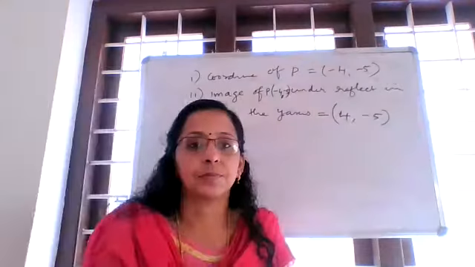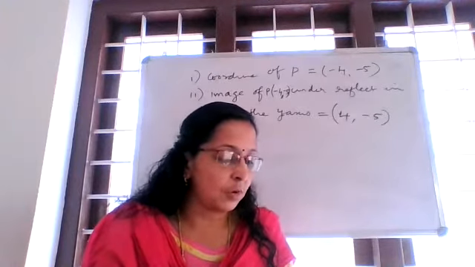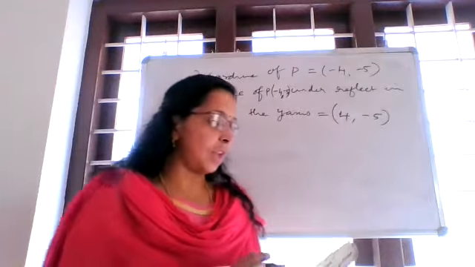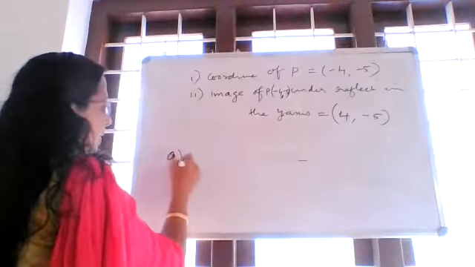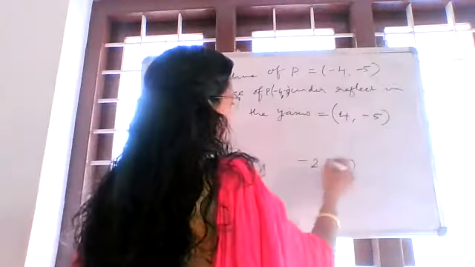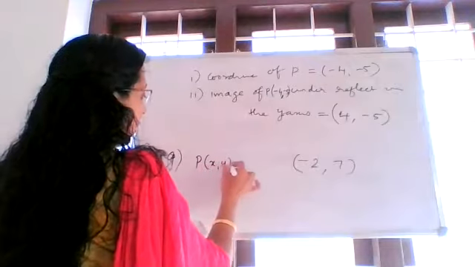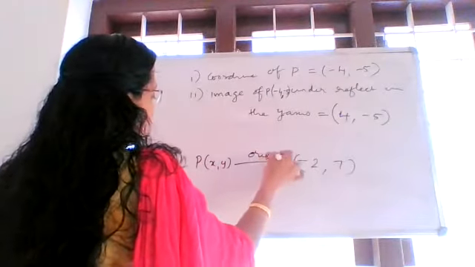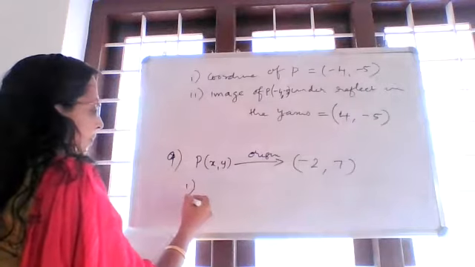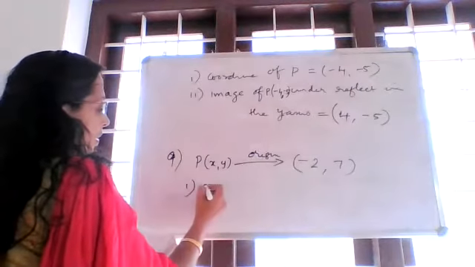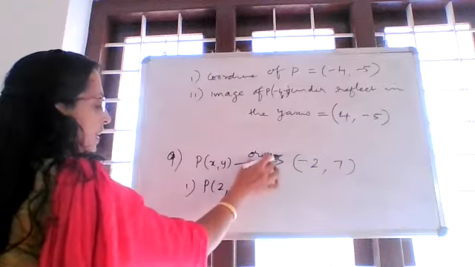Next question, the ninth. A point P is reflected in the origin. Coordinates of the image are negative 2, 7. So what about the coordinates of P? Since it is reflected in the origin, P is 2, negative 7.